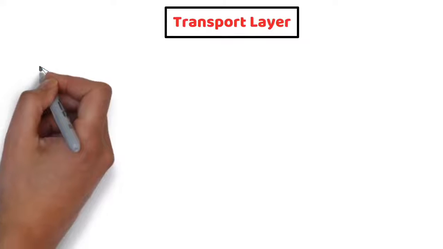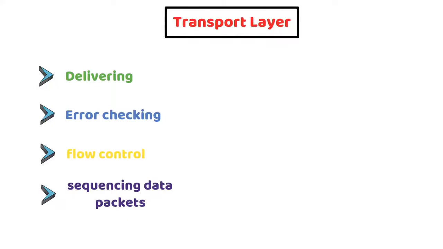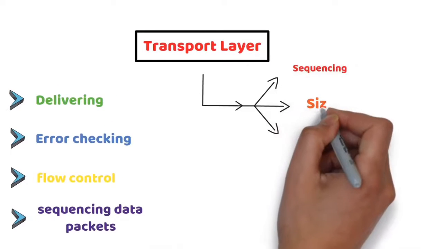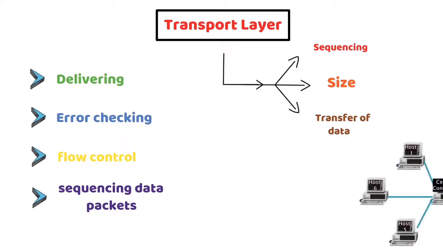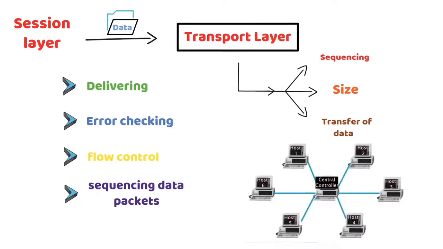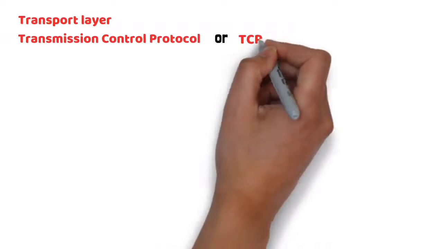Transport layer. The transport layer is responsible for delivering, error checking, flow control, and sequencing data packets. It regulates the sequencing, size, and transfer of data between systems and hosts. It gets the data from the session layer and breaks it into transportable segments. Protocols of the transport layer are the Transmission Control Protocol, or TCP, and the User Datagram Protocol, or UDP.